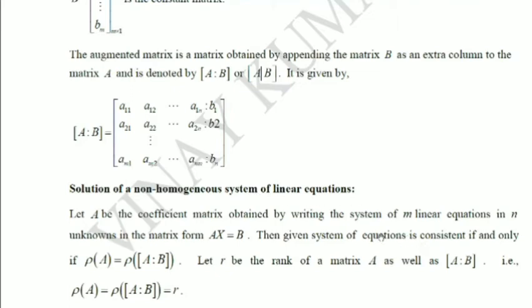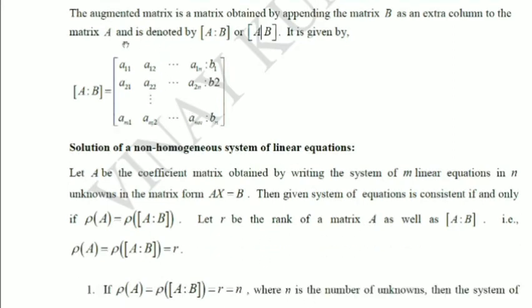So, when is a non-homogeneous system of linear equations consistent? Yes, if the rank of A is the same as the rank of the augmented matrix [A | B], then only the system will have a solution. Suppose the rank of the augmented matrix is r and the rank of the matrix A is also r. Let us assume r. And we know that there are n unknowns.